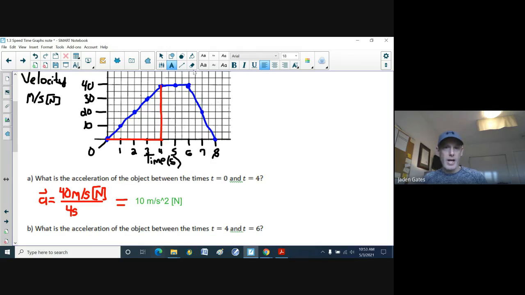All right, now the next one says, what's the acceleration between 4 and 6? All right, so we'll switch colors here. We'll go in purple. So again, I go up here. I look at my rise over run, but can somebody tell me what my acceleration would be between 4 and 6? Check the chat out. Nobody? Could do rise over run, kind of waste my time though.